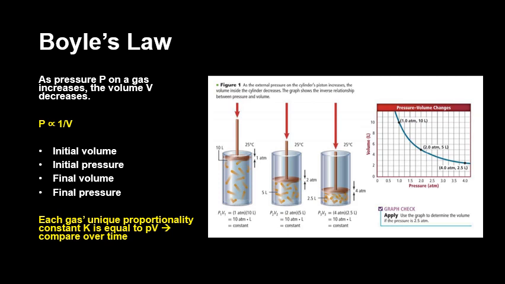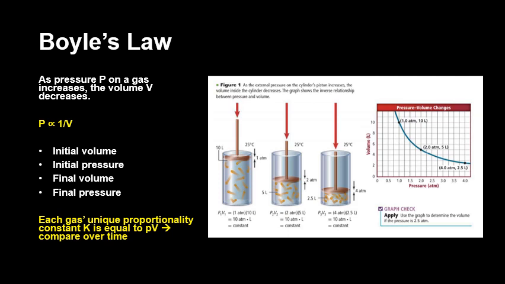With the gas proportionality constant K, which is unique for each gas, Boyle found that the volume V of a gas is equal to K over P. This equation can be rewritten as PV equals K, which allows us to compare the volume of a gas over time. In other words, the volume V of a gas in current conditions multiplied by the pressure P of that gas in those same conditions is equivalent to its proportionality constant, which will also be equal to that gas's volume and pressure in a set of different circumstances.